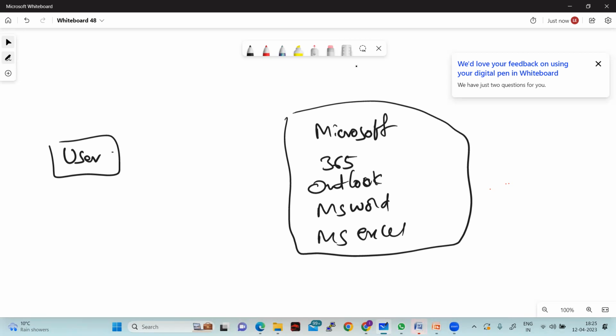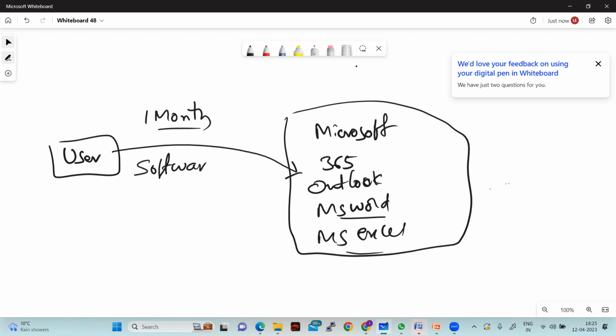So let's say you want to use Microsoft 365 in order to use MS Word, MS Excel, whatever. Then you want to use it for 1 month. Then that is called software as a service. You want to use this software for just 30 days, and thereafter you don't need it. So you will only pay for 30 days of the software as a service. Thereafter you don't pay. That is software as a service.